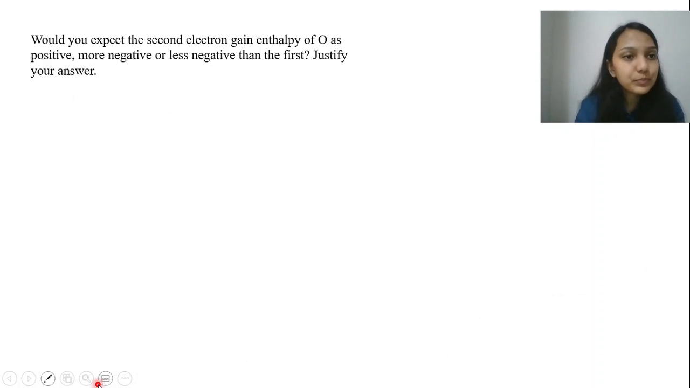Next question. Would you expect the second electron gain enthalpy of oxygen to be positive, more negative, or less negative than the first? Justify your answer. We know that electron gain enthalpy becomes more and more negative as we move from left to right. Now we are talking particularly about oxygen, so we'll discuss it.